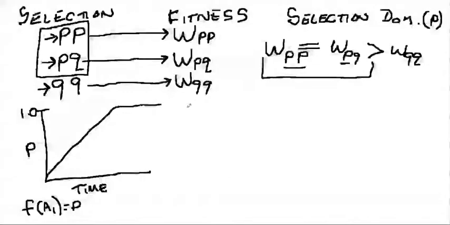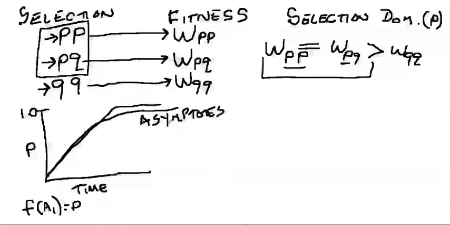However, if we actually looked at it over time, what we would see is that, yeah, it does start increasing, but it never quite makes it to 1.0. It asymptotes to 1.0. That means it gets close to 1.0, but it never reaches 1.0. So why does that happen? How can selection allow the inferior Q allele to persist in the system?